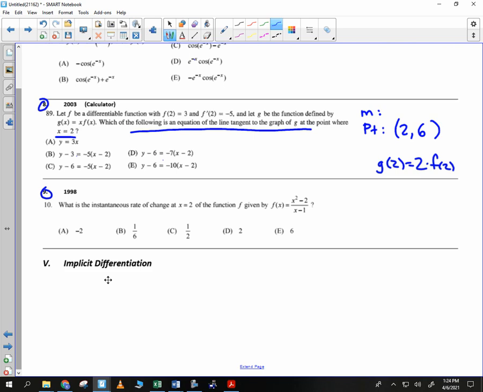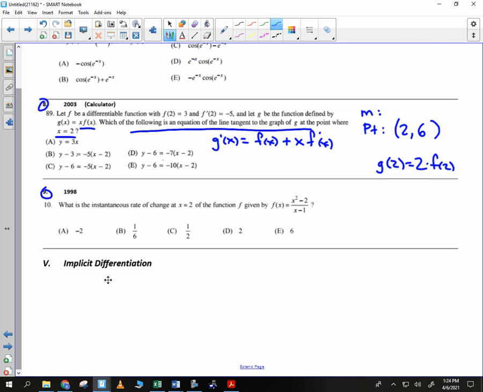In order to find the slope, I have to determine g prime of x. The derivative of this, that is the product rule. Agreed? What is the derivative of x? 1 times f of x plus x times the derivative of f, I could write as f prime.